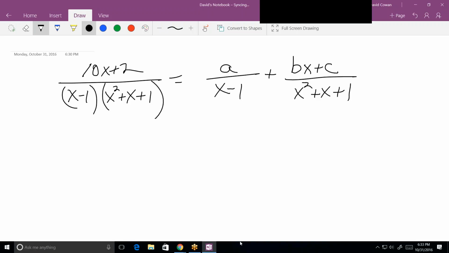Now what? We multiply each of those fractions by the denominator. So you multiply A by x squared plus x plus 1.